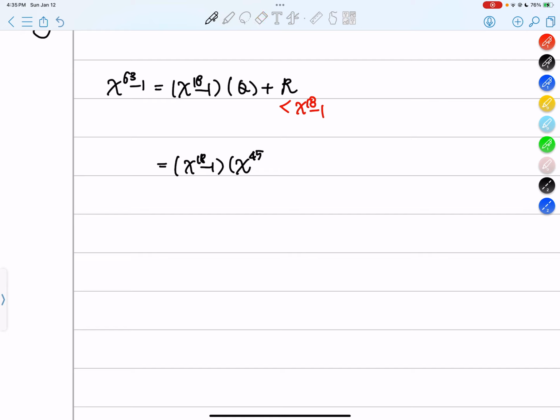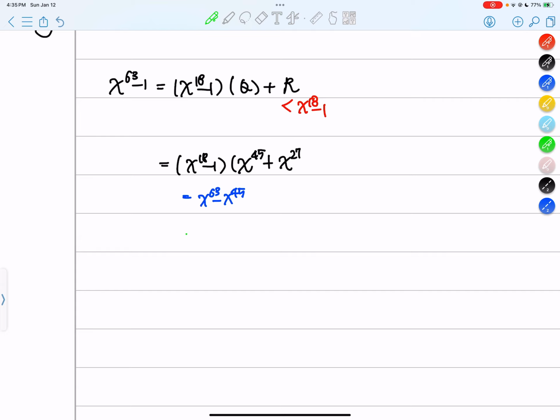And then, if I do that, that gives me x to the power of 63 minus x to the power of 45. And I want to get rid of this 45. What do I have to times to x to the power of 18 in order to make 45? Well, I need to make x to the power of 45 minus 18, and that's 27. And so we put 27 in there. What do I get from this whole thing? Well, I get x to the power of 63 minus x to the power of 45, x to the power of 45 minus x to the power of 27. Okay, I just got that.